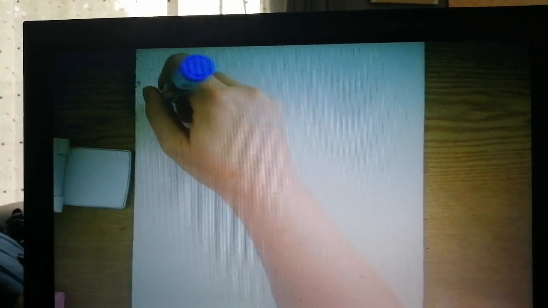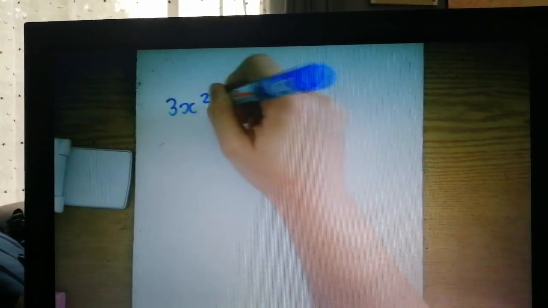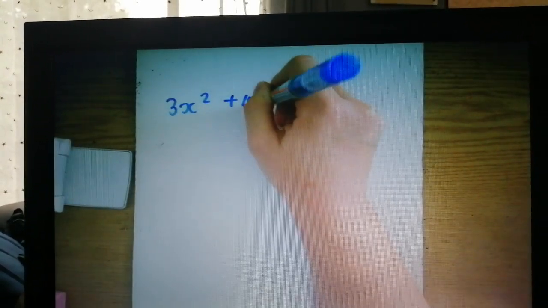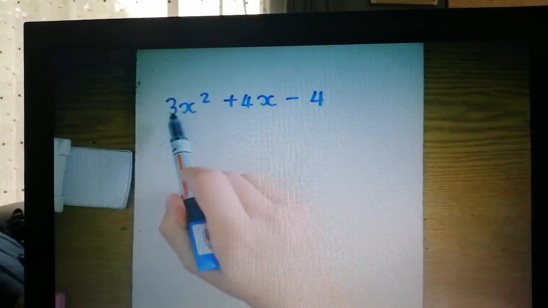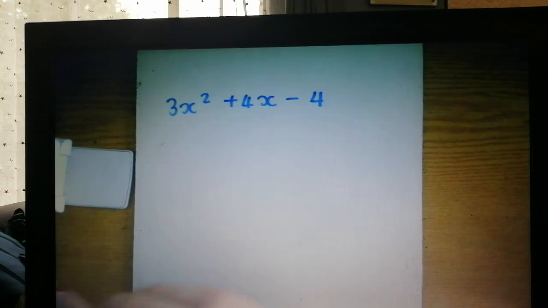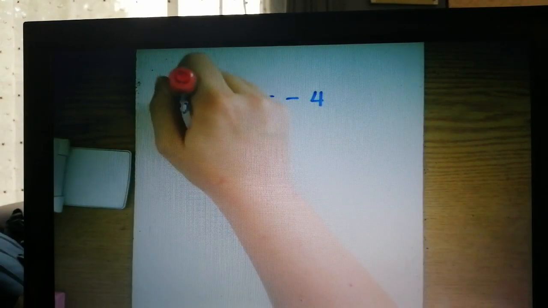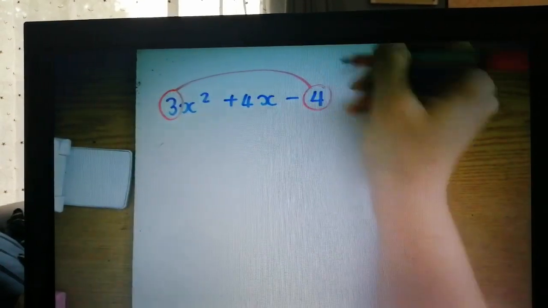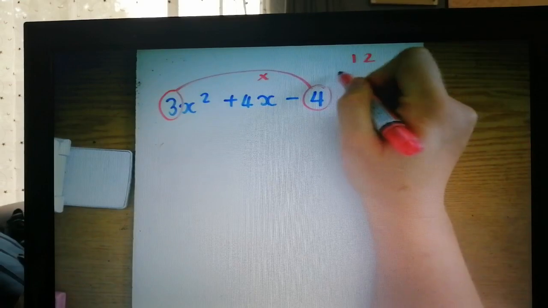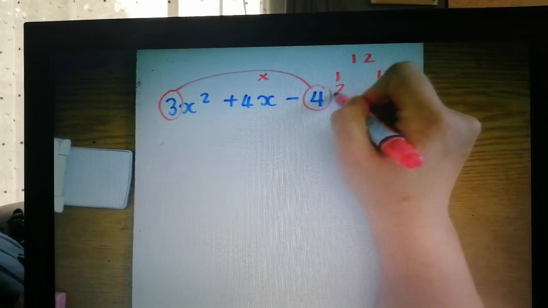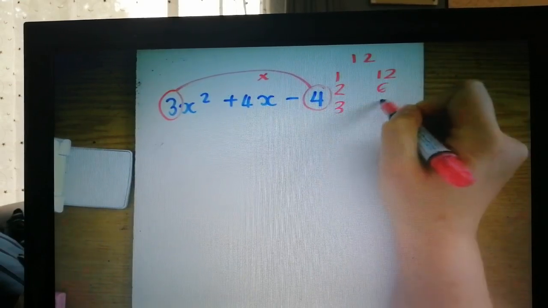I'm just going to write in this blue because I think it's writing the best right now. 3x squared plus 4x minus 4. Okay, this is example 3. 3 can't be factored out, so I have to do my grade 10 trinomial. I say 3 multiplied with 4, and I get 12. What are the factor pairs of 12? We just wrote them down. 1 and 12, 2 and 6, 3 and 4.